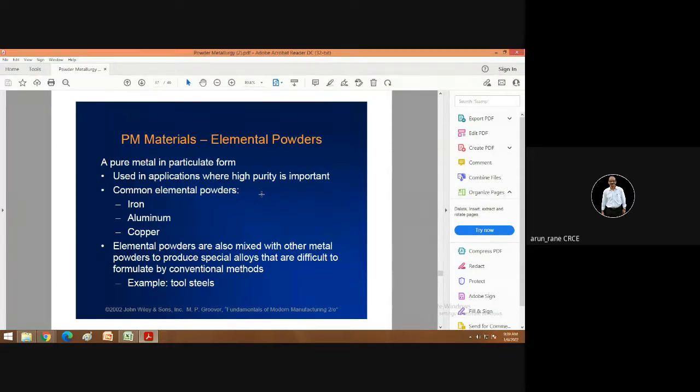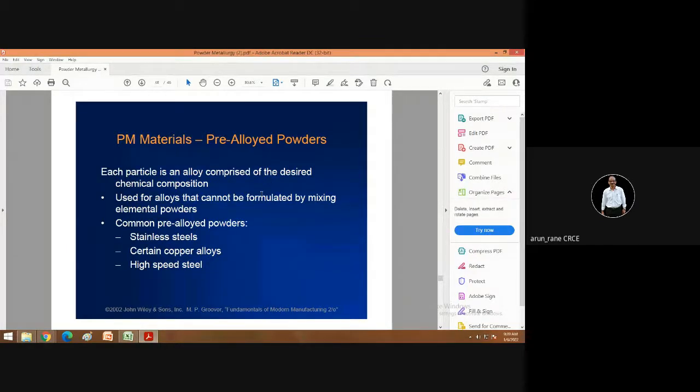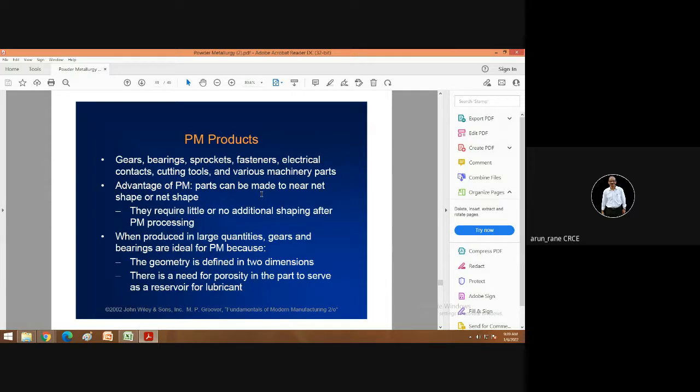These are the common materials which can be easily produced in powder metallurgy: iron, aluminum, copper, tool steels, pre-alloyed powders, stainless steel. Pre-alloyed means, like stainless steel, hot die steel. In that we mix elements like nickel, chromium, tungsten, vanadium. So that's why it is called pre-alloyed.